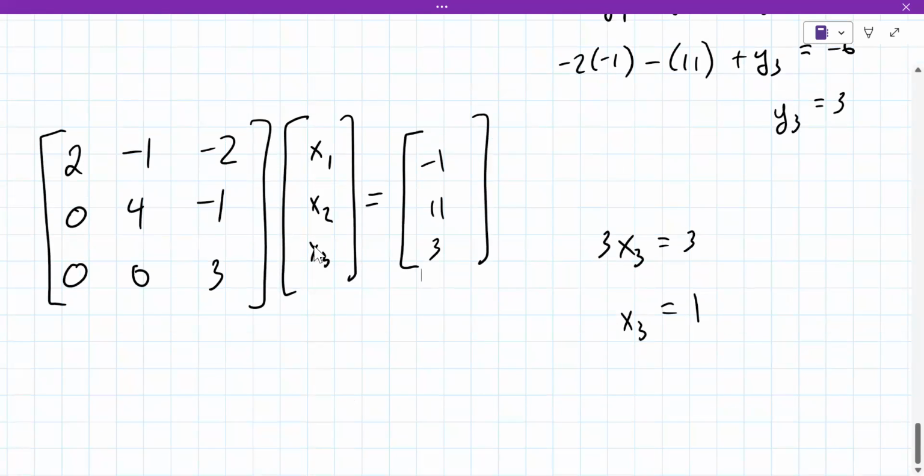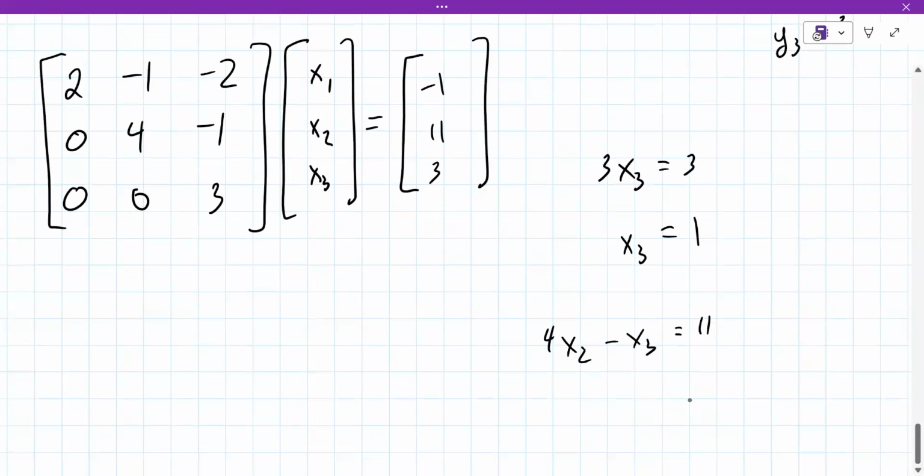So second row times the column here is 4x2 minus x3 equals 11. x3 is 1 from here. So you add 1 to both sides, that's 12. You get 4x2 equals 12. So x2 equals 3. That's what we're expecting.